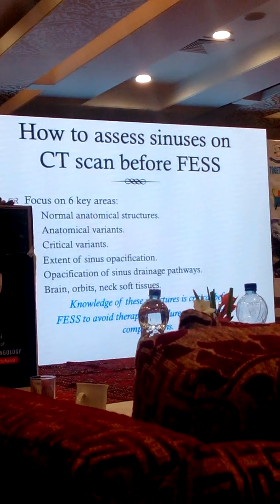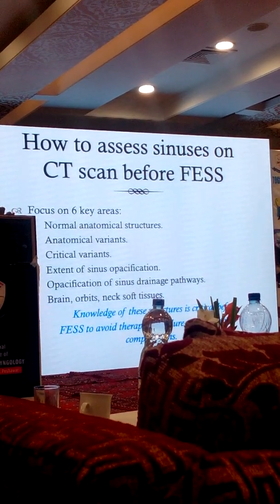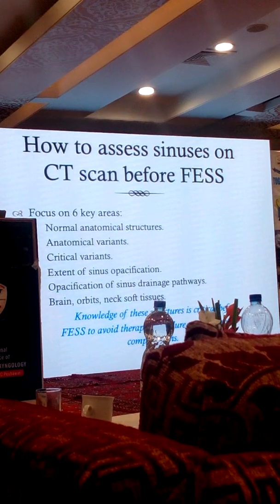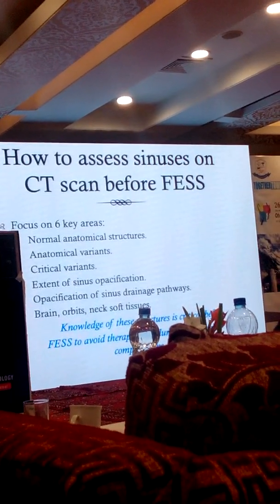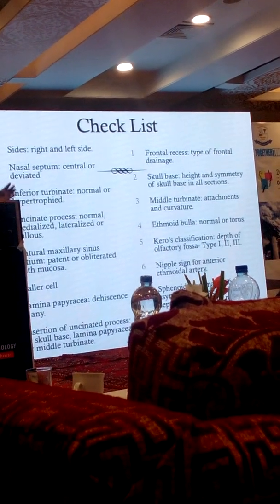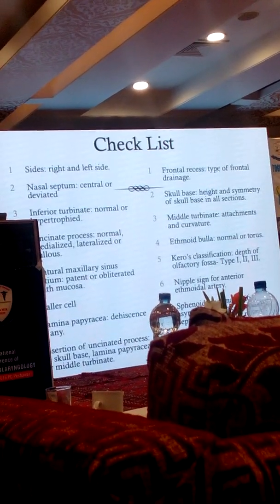There are anatomic variations, and there are certain critical variants that we have to look for. Does this patient have an abnormal course of the carotid artery or the optic nerve, or an Onodi cell? I will discuss it later and then we'll go into the details. It is better to have a checklist in the beginning. I still have a checklist.